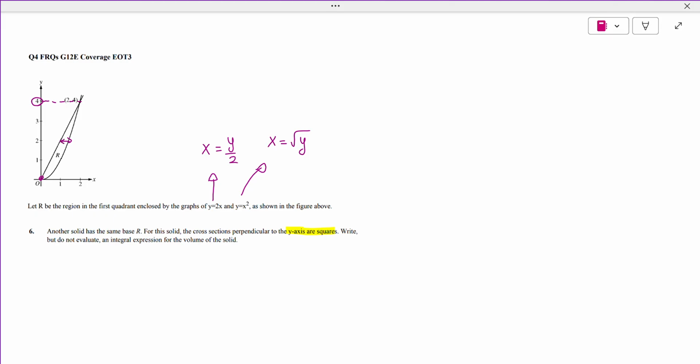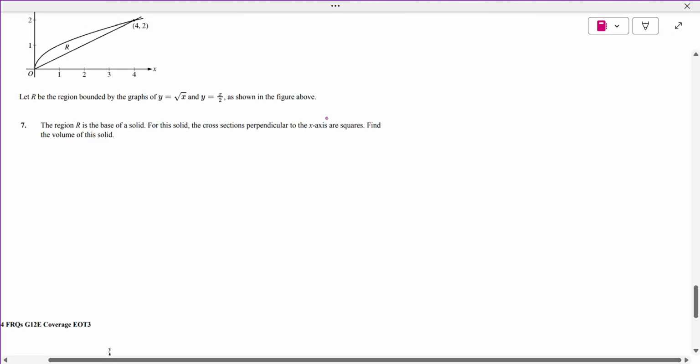This is the cross section. So the volume is the integral from 0 to 4. Now the outer one will be the square root of y, and the inner one will be y over 2, dy. But this is what? Squared. Do not forget the square, because the cross sections are squares. So, moving on to question 7.